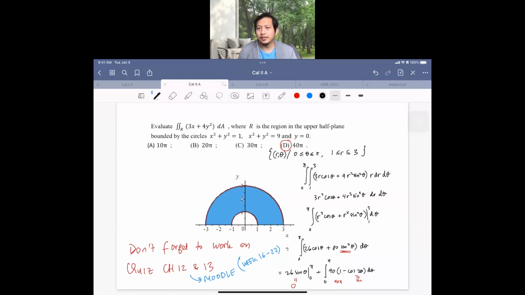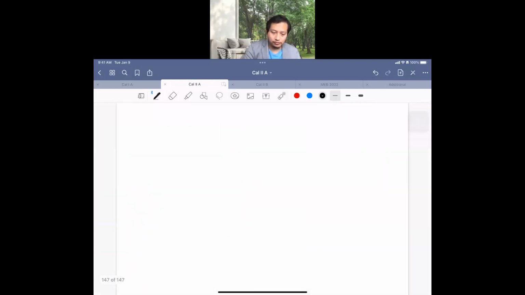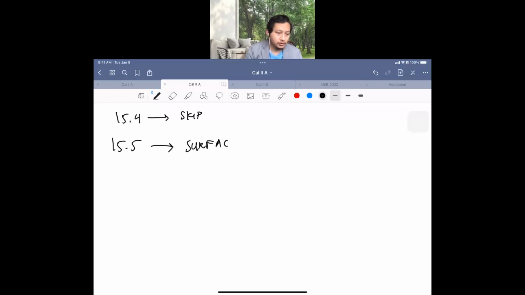Okay, I think we can continue to the next section, which is 15.3, double integral in polar. Now let me write 15.4. We skip that one. It is about the mass, center of mass, and lamina. I will skip it for you, and we are focused on 15.5. This will be about the surface area.